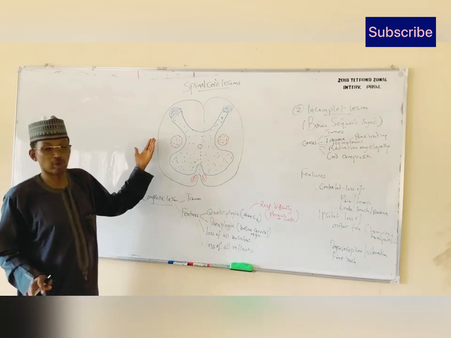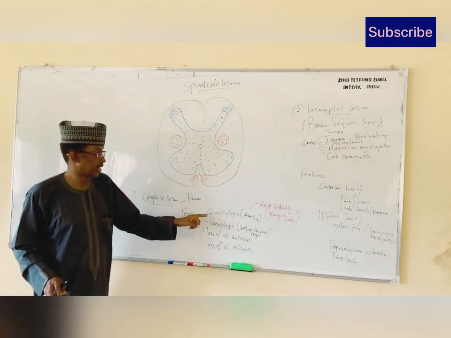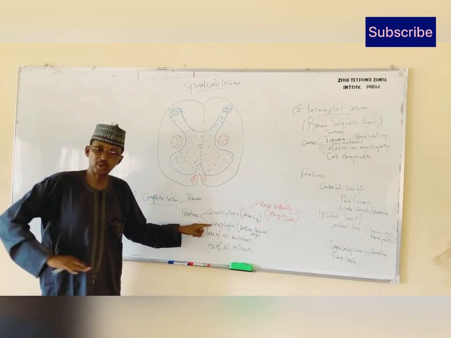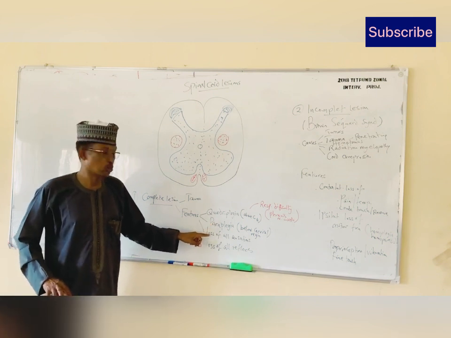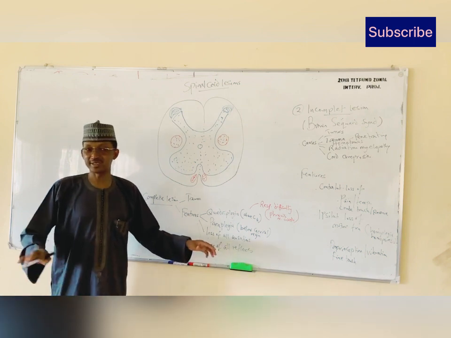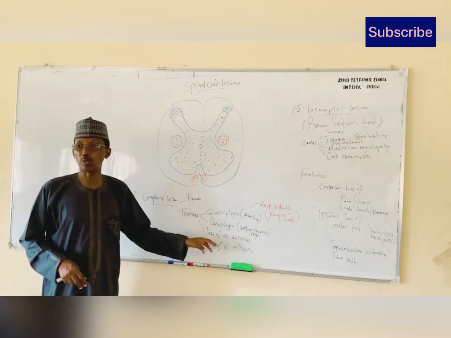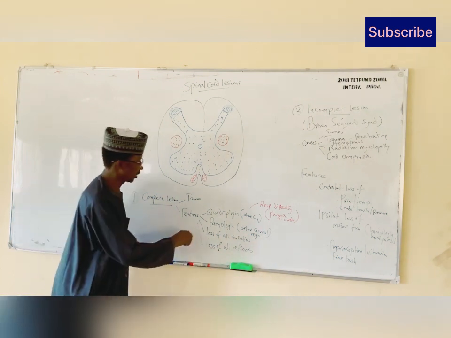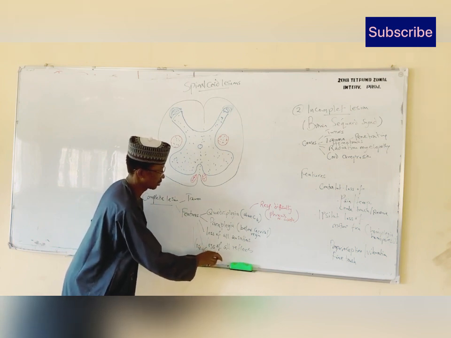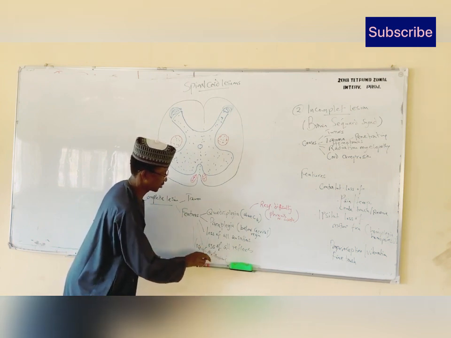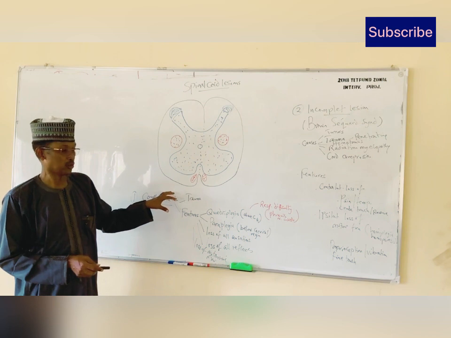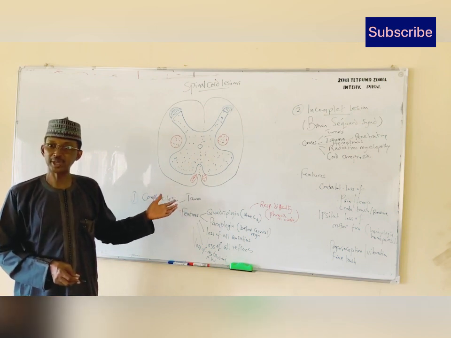So somebody with this complete spinal cord transection has quadriplegia if it's at the level of the cervical region, and paraplegia if it's at the level of the thoracic or lumbar region. There is also loss of all sensation, any sensation you can think of. There is also loss of all reflexes of our joints. There is also loss of all autonomic functions. So all these are going to be lost. This is with regard to the complete spinal cord transection.